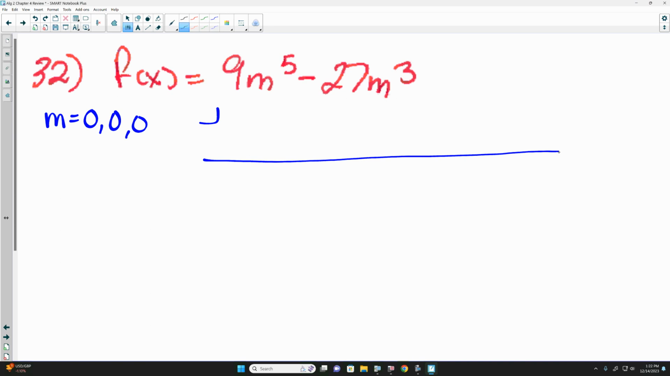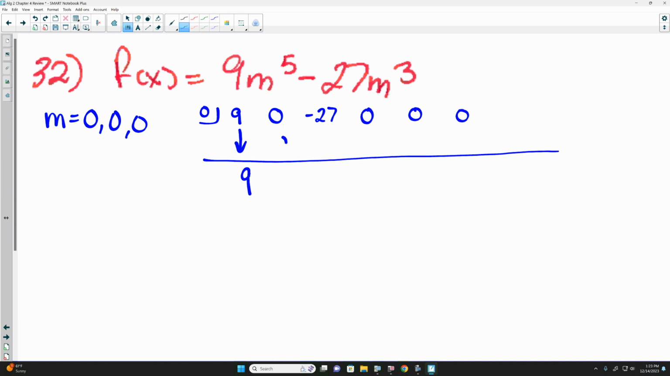Synthetic division, because we're going to do 0 first. 9 for m to the 5th, 0 for m to the 4th, negative 27 for m cubed, 0 for m squared, 0 for m, and 0 for our constant. Bring the 9 down. I said this earlier today, and I'll say it again. The only thing that I think y'all like better doing with multiplication than multiplying by 1 is multiplying by 0. And I think that's been true since elementary, yes?